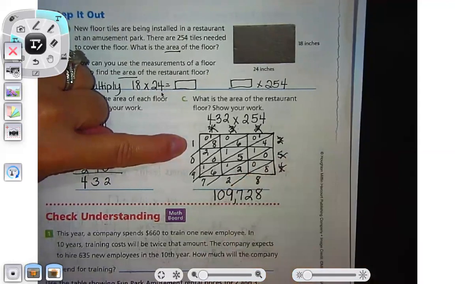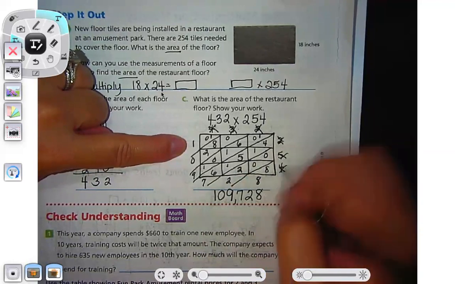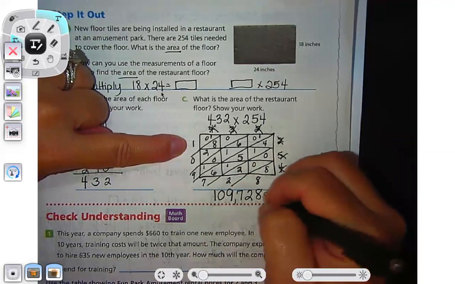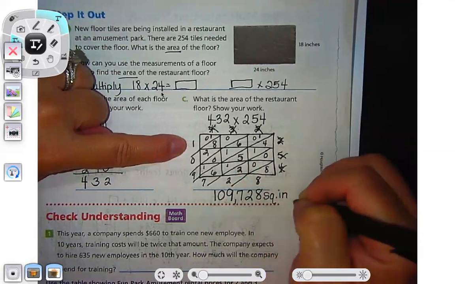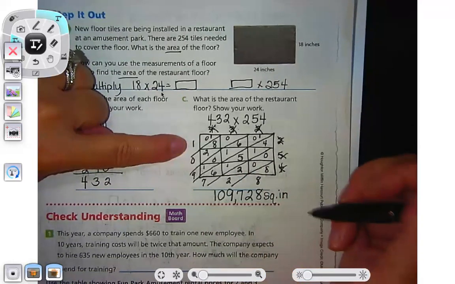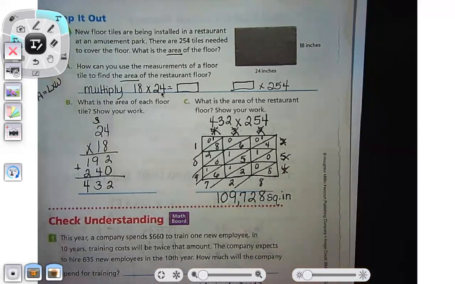So what is the area of the restaurant floor? It is 109,728. And when we're dealing with area, area is in squared inches. And we'll talk about that a little bit more when we talk about capacity and volume. Volume would be cubed. Area is squared. So when we're dealing with area, it is squared inches.